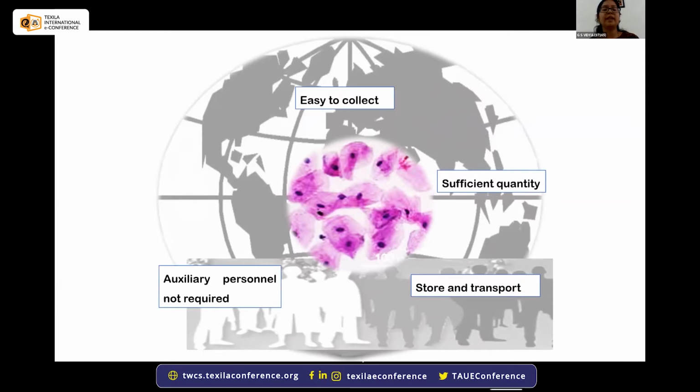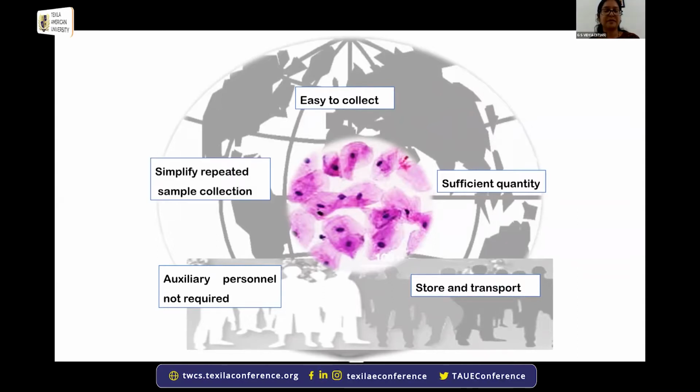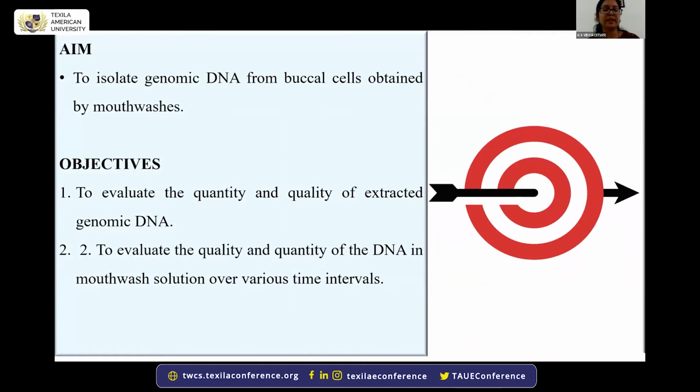Auxiliary personnel are not required, which is one of the major limitations of blood samples, because for blood samples we need a well-trained person to collect them. But with buccal cell samples, we ourselves can collect the samples. And it simplifies repeated sample collection. Whenever we take blood samples, because of certain technical issues, we sometimes have to redo the sampling. But with buccal cell samples, it's very easy to collect the samples again, which is an added advantage. So the aim of the study was to isolate the genomic DNA from buccal cells obtained by mouthwashes.